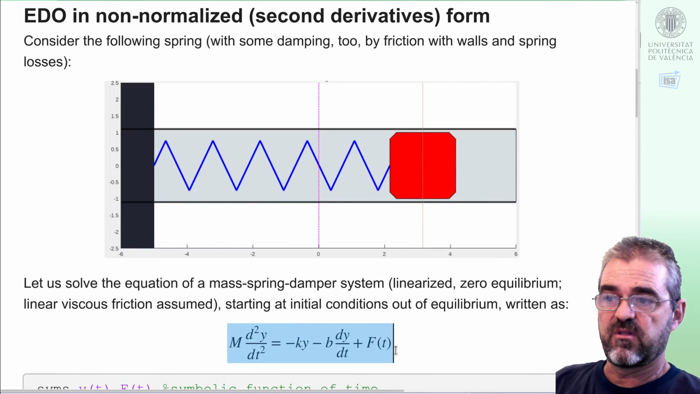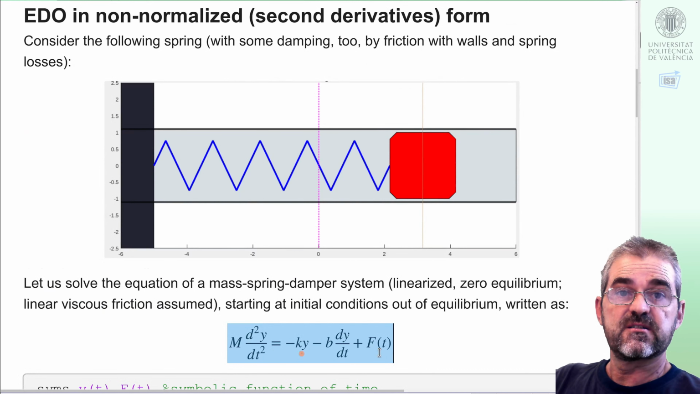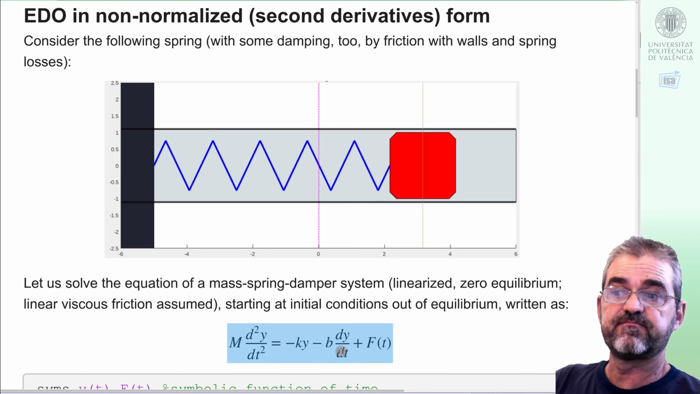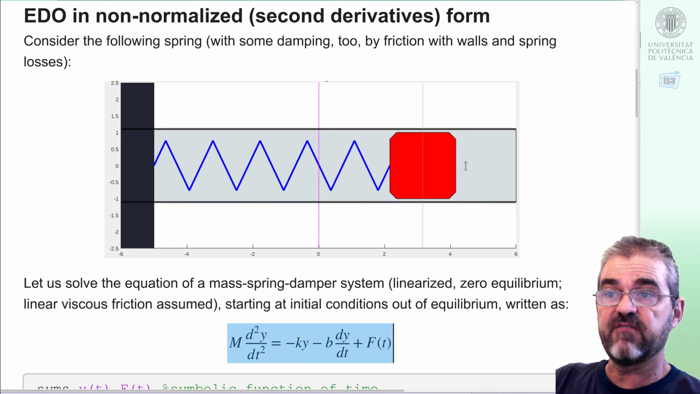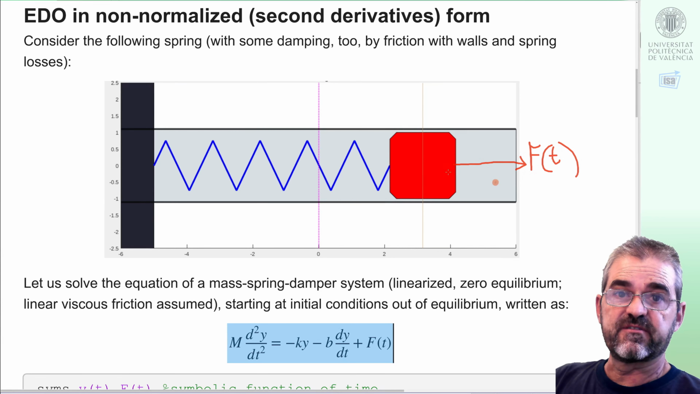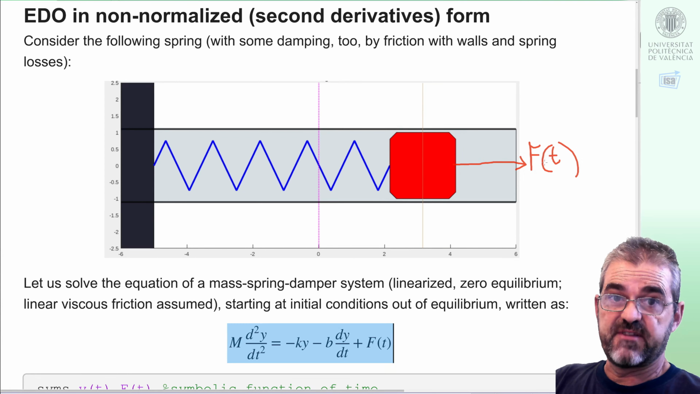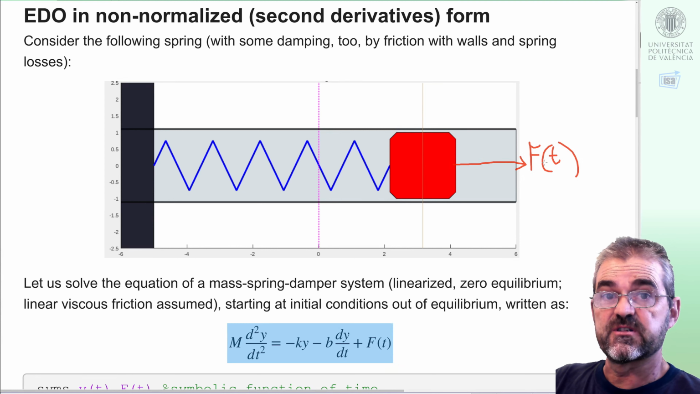So if we review the modeling, we have this differential equation, Newton's law, mass times acceleration equal to some force balance, in which I have the spring term ky, the damping term b times the speed, and the forcing term F, positive in the rightwise direction. So if F is 0, then we have free response, and if F is non-zero, then we have forced response.